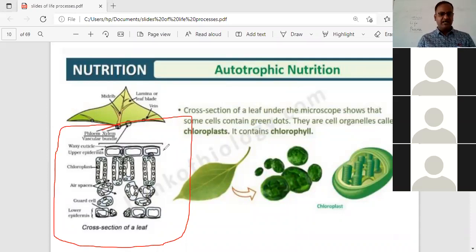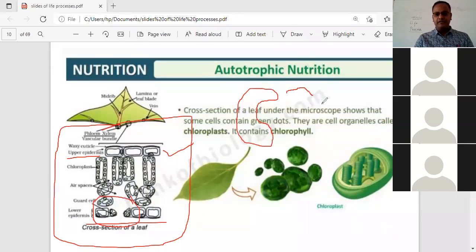Okay. Here in this diagram, you can see the most upper layer, that is the upper epidermis. The epidermis is also present on the lower side of the leaf. But on the lower side of the leaf, one more structure is present along with the epidermis, and that is the guard cell. This is a very, very important structure. Later on, I will be showing you the diagram of the guard cell, though I'm drawing it here also. The guard cell looks like this. It is dumbbell shaped, okay? It is dumbbell shaped like this.